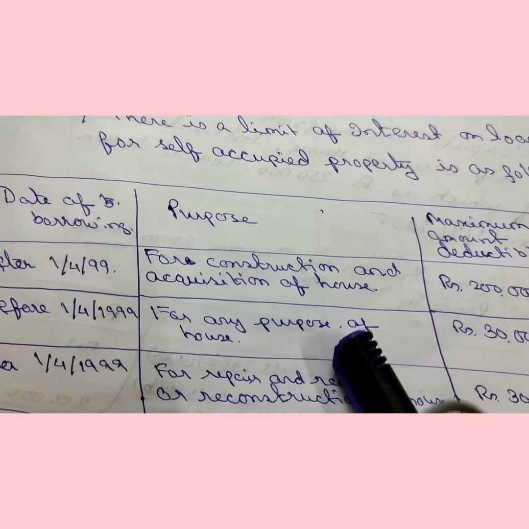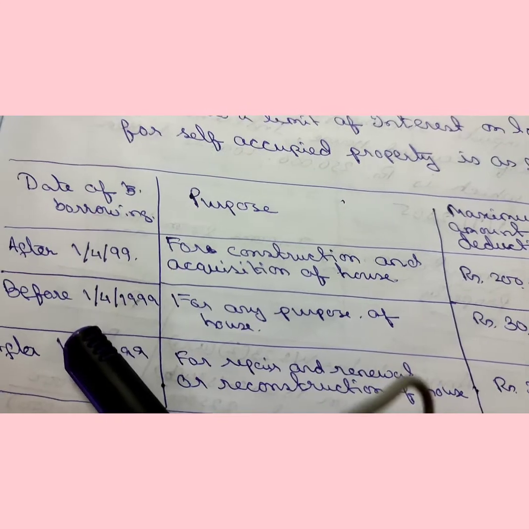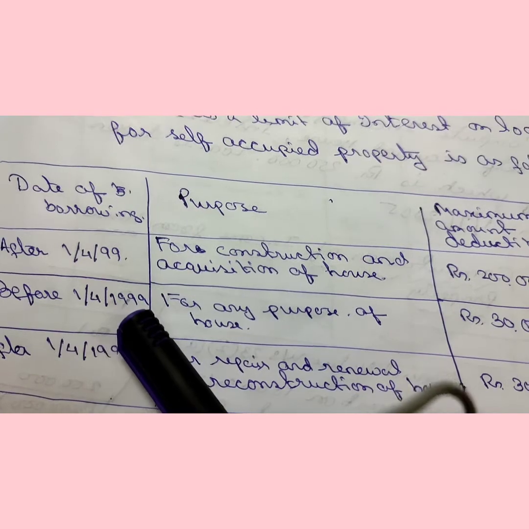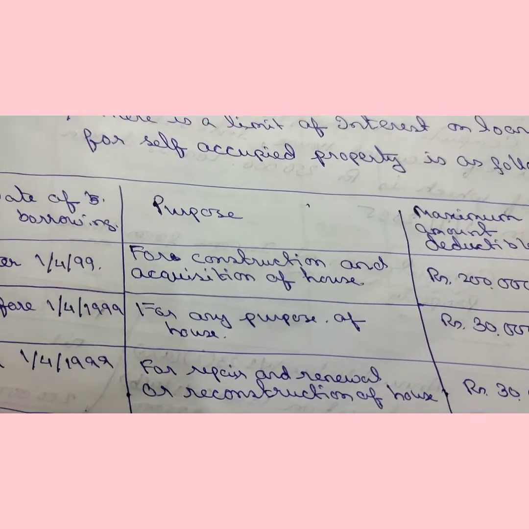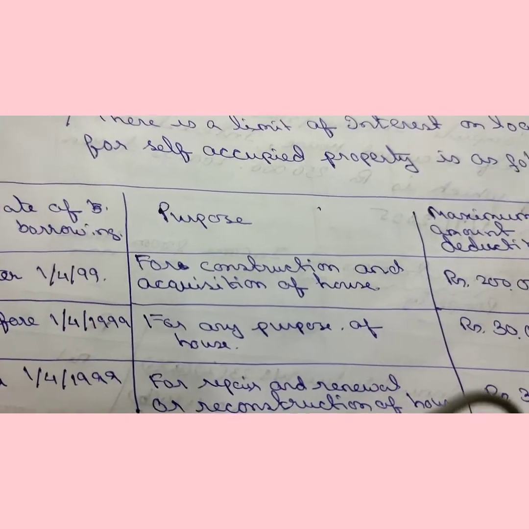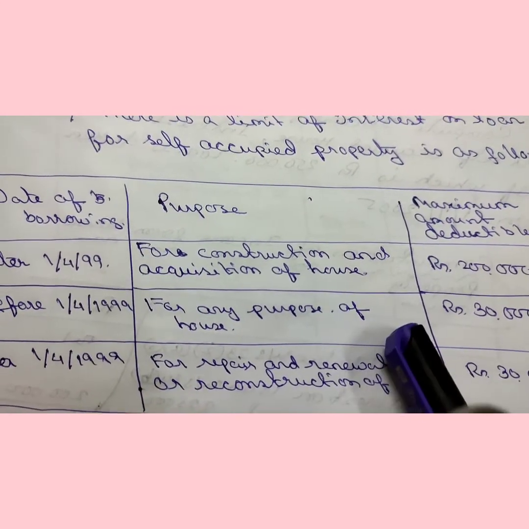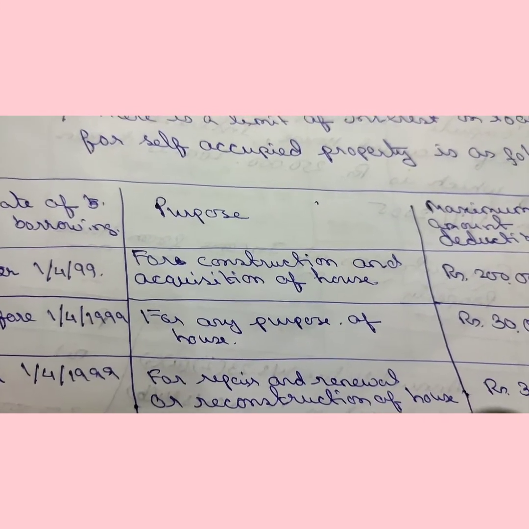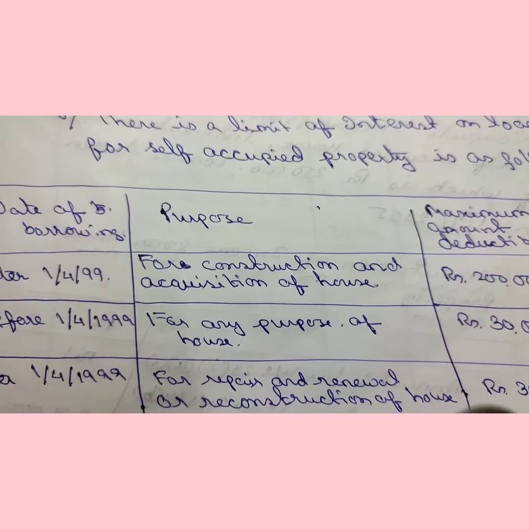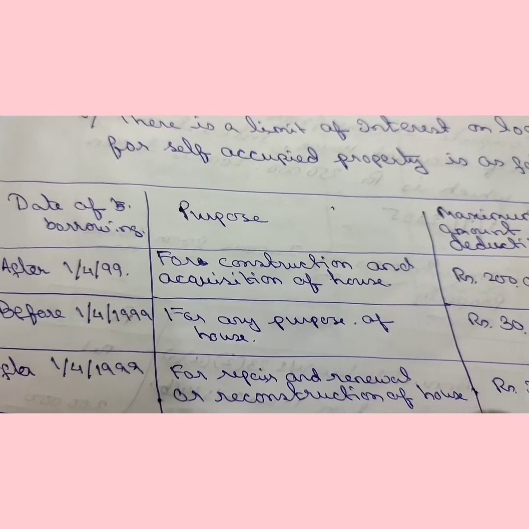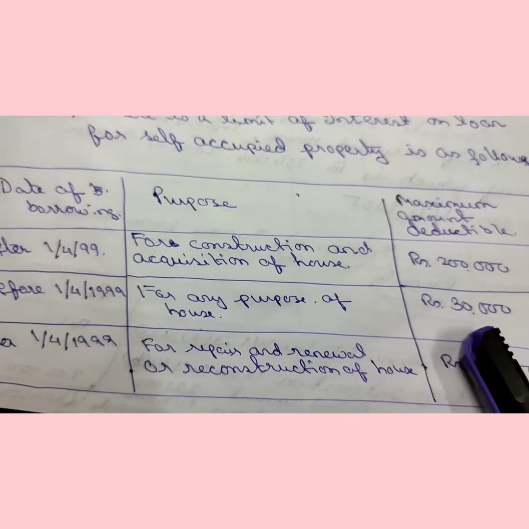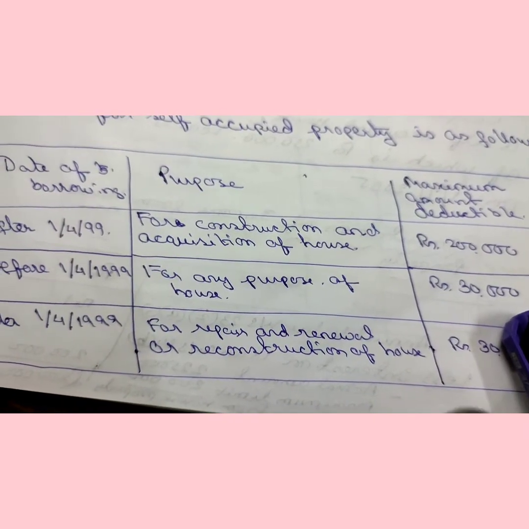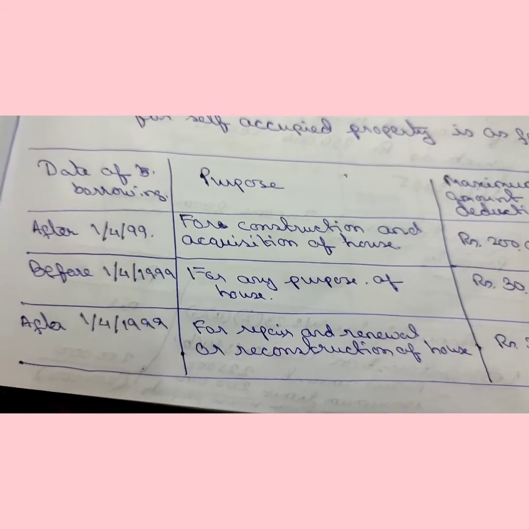Okay. Now, suppose the loan was taken before 1/4/99, 1st April 99 से पहले लोन लिया गया है for any purpose of house, that means for construction, for acquisition, for repair, for renewal, for reconstruction, for any purpose of house. In that case, the maximum amount of deduction is rupees 30,000.